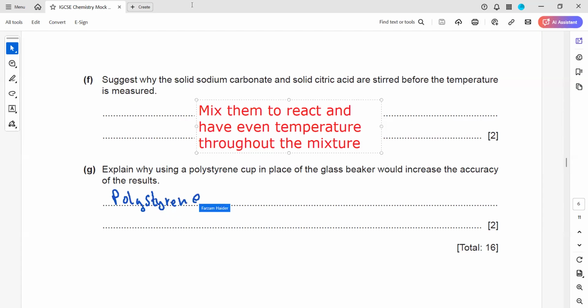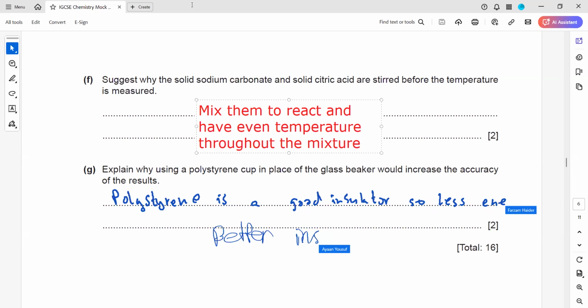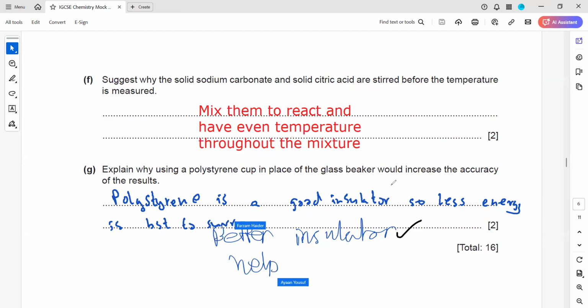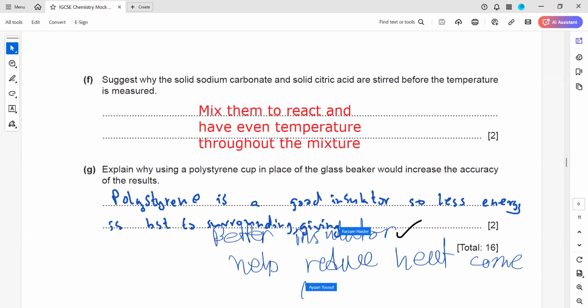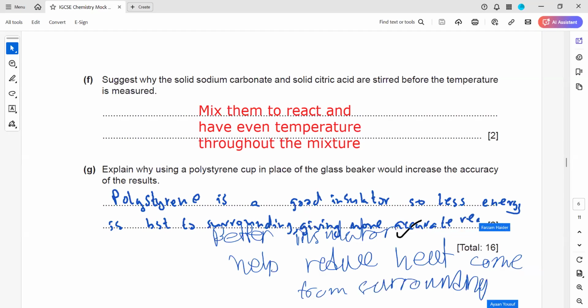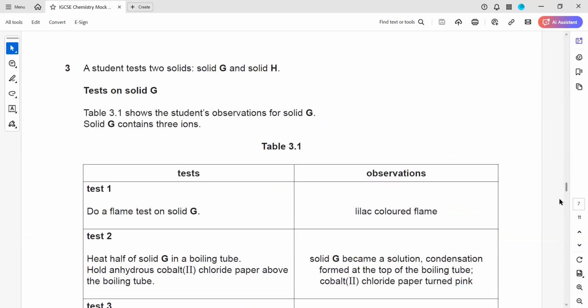Explain why using a polystyrene cup in place of a glass would increase the accuracy, because polystyrene is a good insulator, it does not allow the heat to transfer. It will prevent heat loss or heat gain from the surroundings. So whenever heat experiments are done, in which the temperature increases or decreases, we always prefer the use of a polystyrene cup, if a substance is heating up internally or absorbing heat.